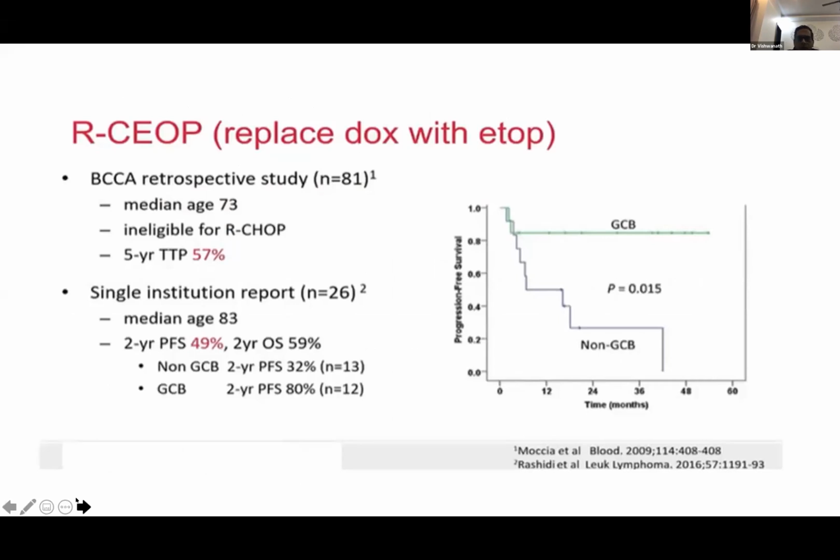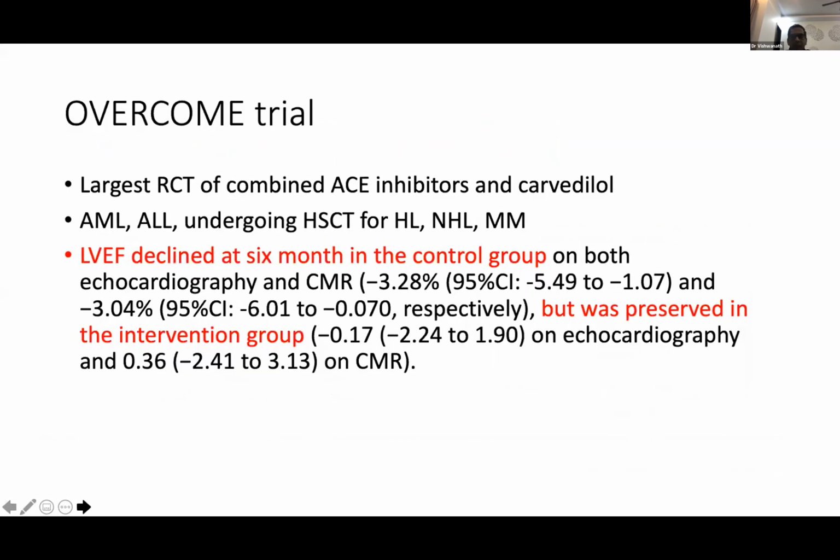Most importantly, I wanted to comment here that when you use etoposide instead of doxorubicin, look at the non-GCB. We do know that with R-CHOP, patients do well irrespective of GCB or non-GCB. But you can see here it's not as inferior as this. So using etoposide instead of doxorubicin is not at all the answer here.